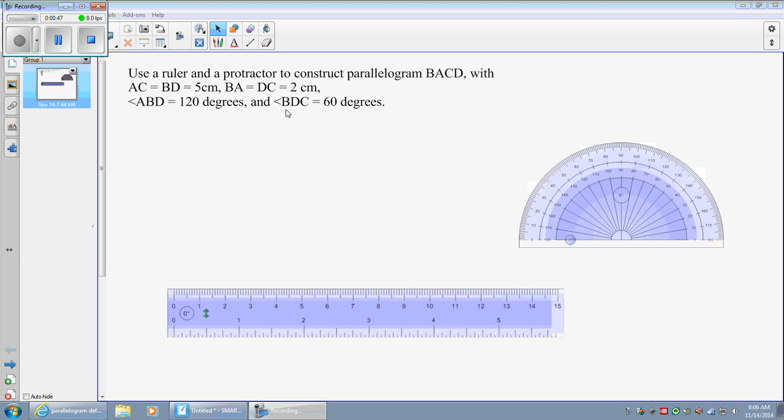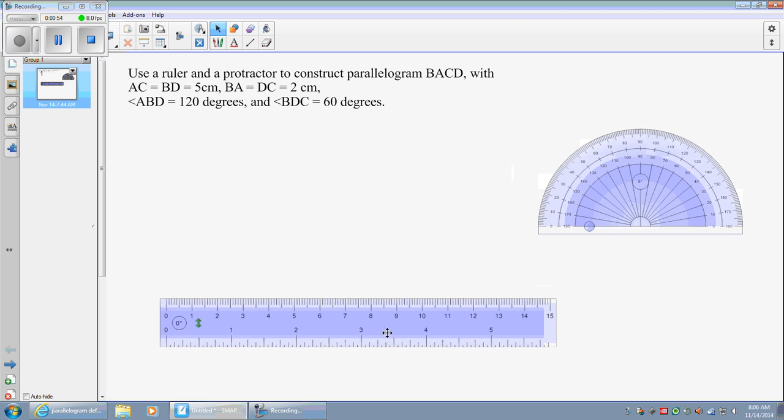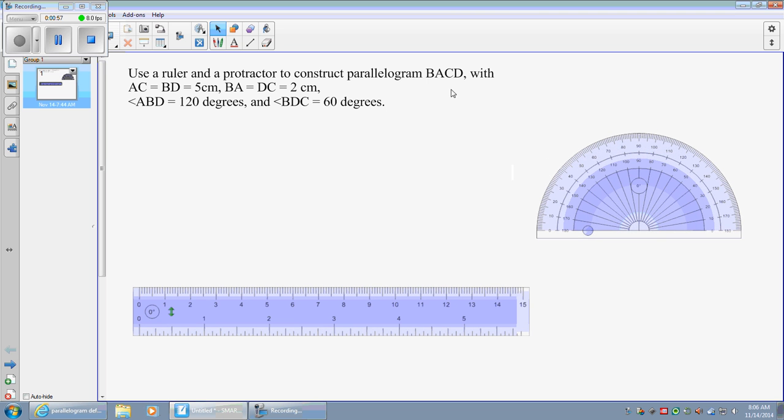Let's break it down. First thing we need is a ruler and a protractor. We know what both those are because we've been using both of those all week. Next, we have to look at the word parallelogram. Parallelogram, if you remember, means a four-sided shape with two of its sides being parallel. That means if they were to continue on forever, they would never touch. So you'll see what I mean after. The name of our shape will be BACD because it's going to have 4 points or 4 vertices.